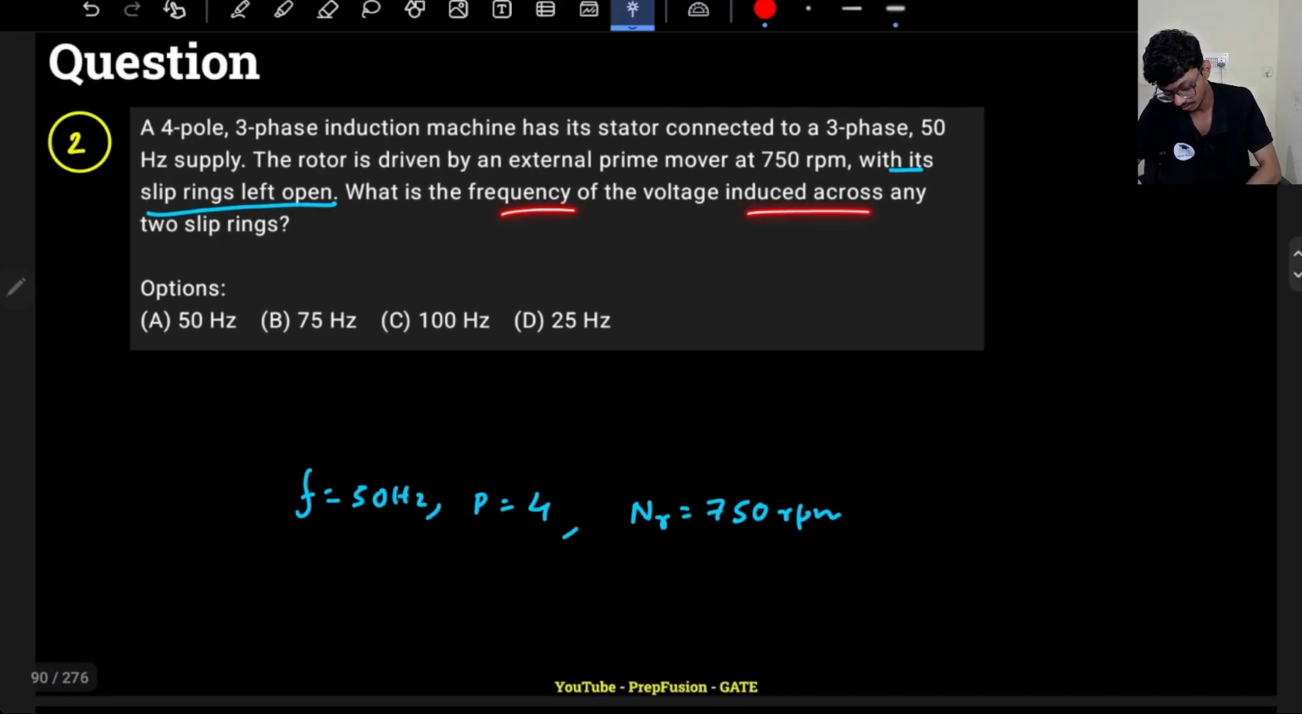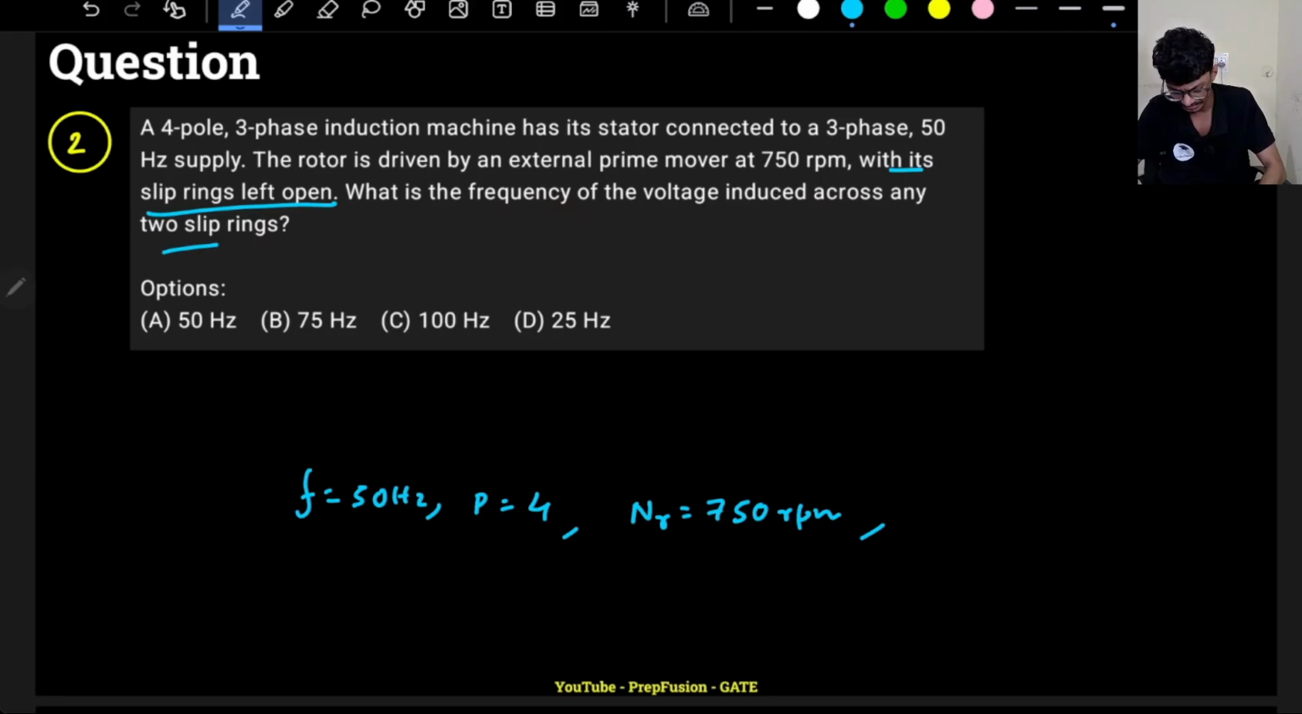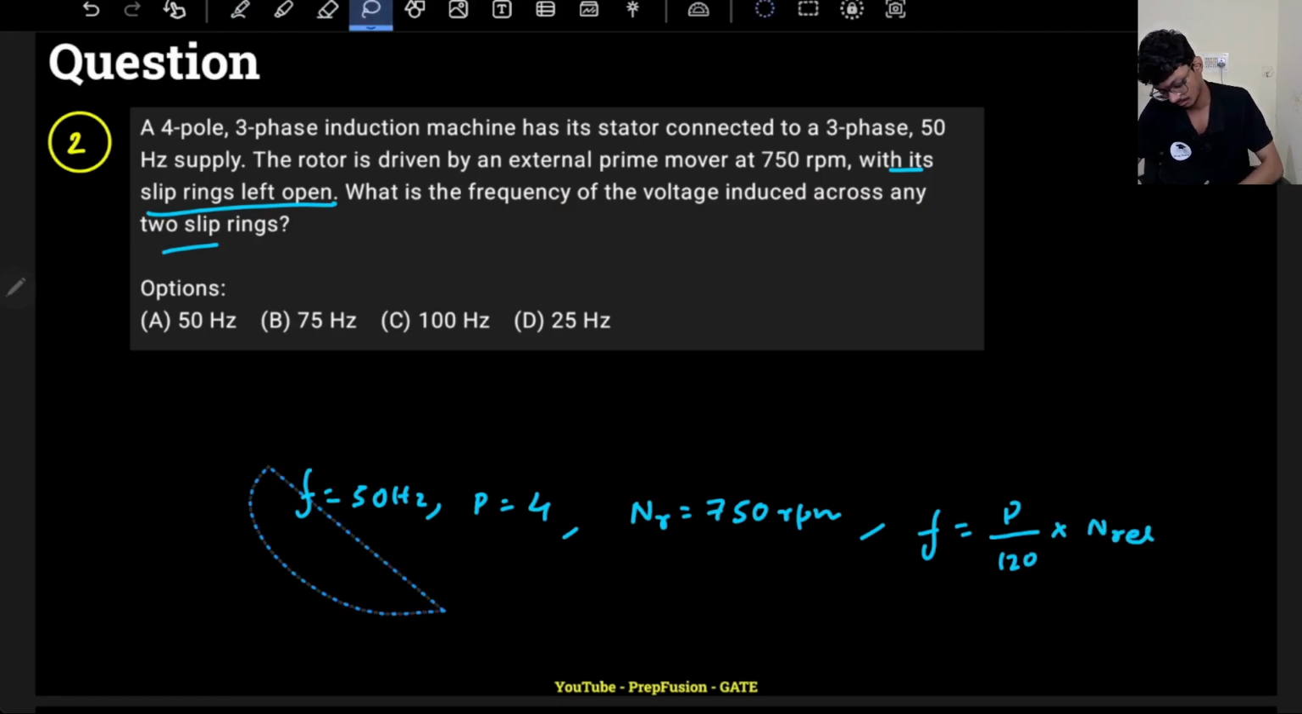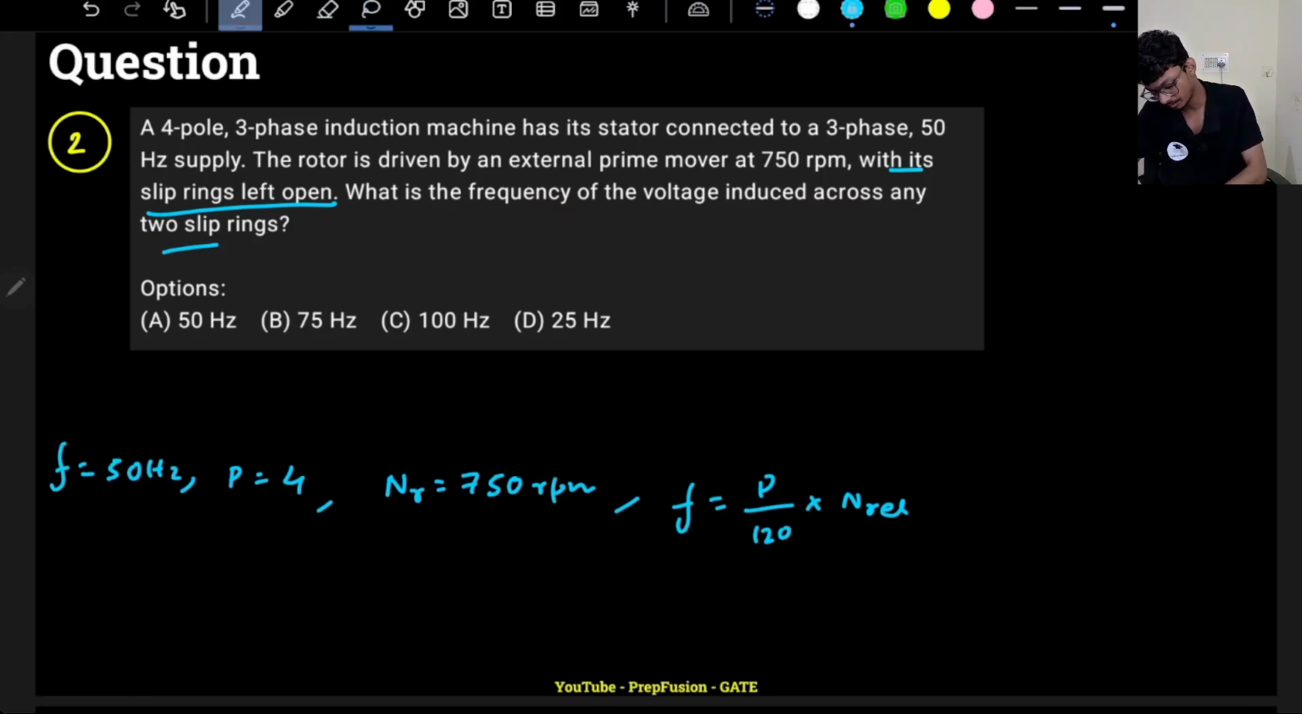What is the frequency of the voltage induced across any two of the slip rings? The frequency is very simple. Frequency is P divided by 120 into N relative. So I know P, I know 120. What is N relative? Now remember here.